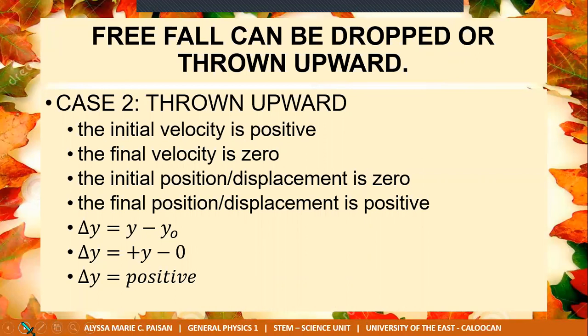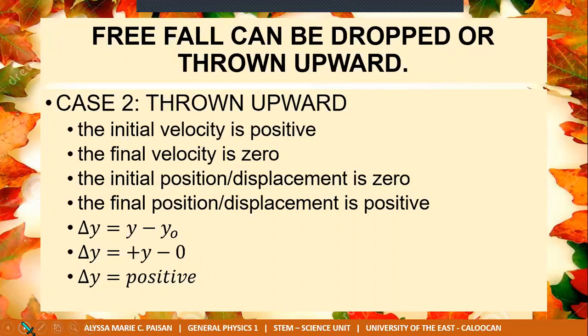And then case number 2, thrown upward. So for the thrown upward, here are the conditions that you should remember. Number 1, the initial velocity is no longer zero here. The initial velocity has a value and it is positive. Why positive? Because it is going upward. And then, the final velocity is zero. Because when you throw things upward, momentarily at the highest position, in which you will find the final velocity, the object actually stops. Okay? That's why it is zero at the top. When you throw, before it goes down, it stops first.